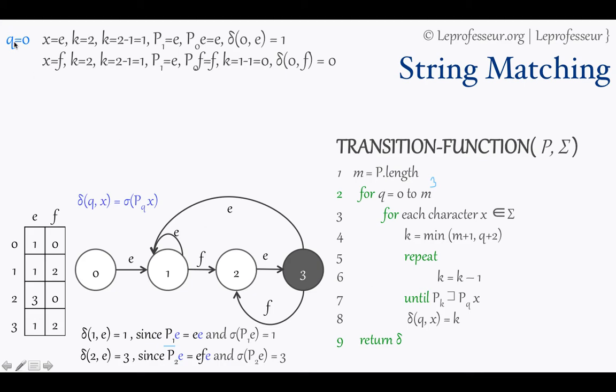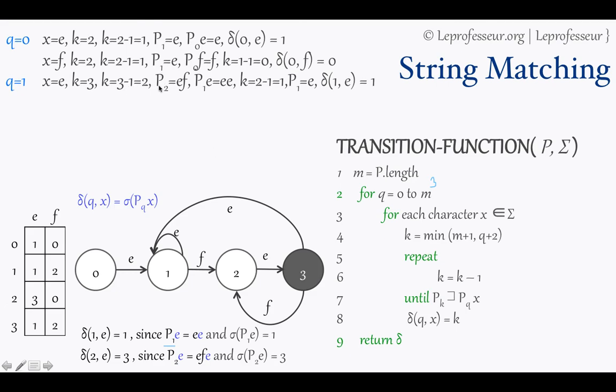Now let's see the next q value. So when q equals 1, and input is e, here simply the value of k would be the minimum of m plus 1 and q plus 2. So m plus 1 is 3 plus 1, 4, and q plus 2, q becomes 1 here, 1 plus 2 is 3. So k becomes 3, and then we are in the repeat loop, k equals 3 minus 1, 2.